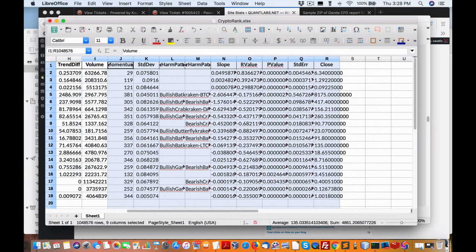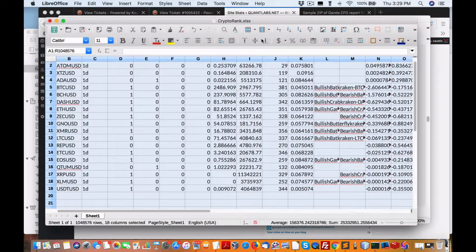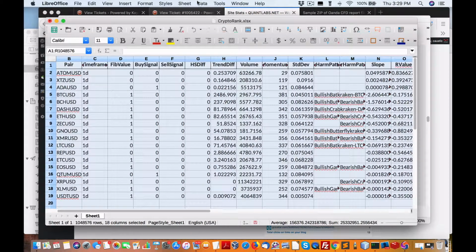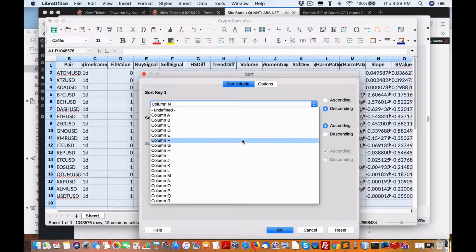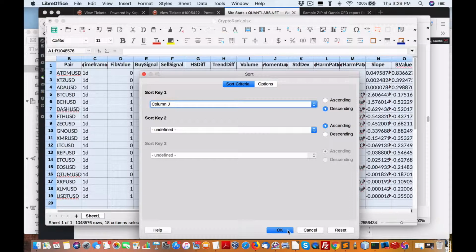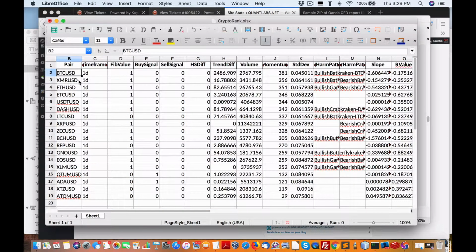Then we can also look at momentum, another one we can look at. I believe that's column J right here. So let's check that out. There are different libraries I use for both the slope and the momentum. So here we are. Here is your performance based upon momentum: Bitcoin, XMR, which is Monero, Ethereum Classic, and then Tether, and then Dash, top 5.